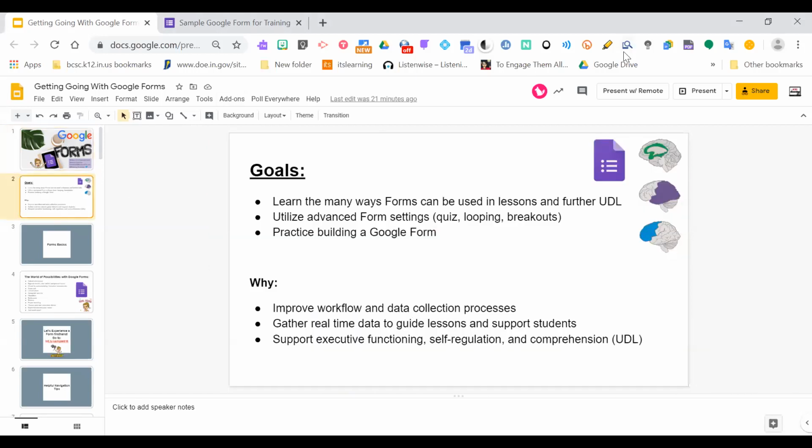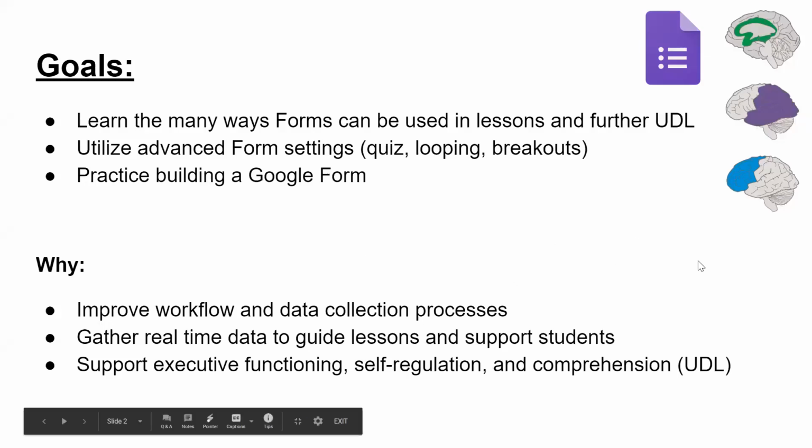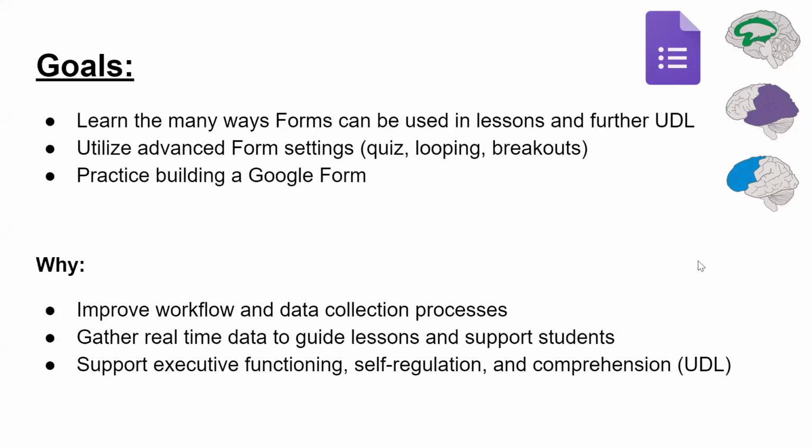So goals for this session is to learn the different ways that you can use Google Forms in the classroom. We'll see if it slowly brings up. There we go. So you can use them to support universal design for learning in your classroom. We'll practice looking at some of the more advanced form settings. So a lot of people think of forms as just being a survey tool, but there's really a lot more to it than that. You can use it for quizzes. It can be set up to where it can automatically grade quizzes, which really takes a lot of time off your plate. And if there's any way we can do that as teachers, we always want to take advantage of those opportunities. You can always use forms for reflection.